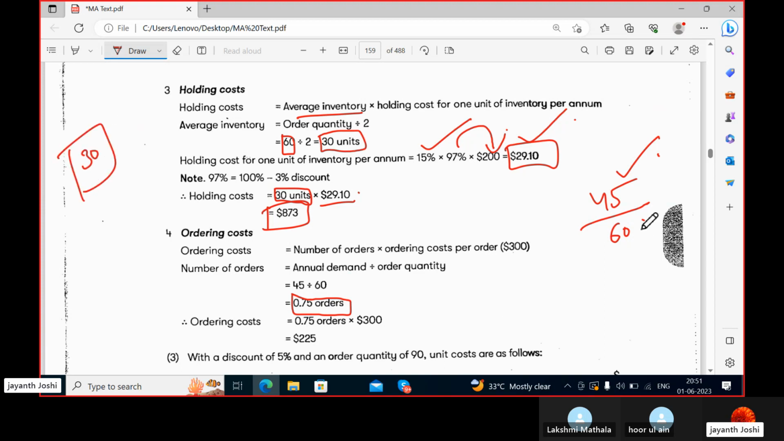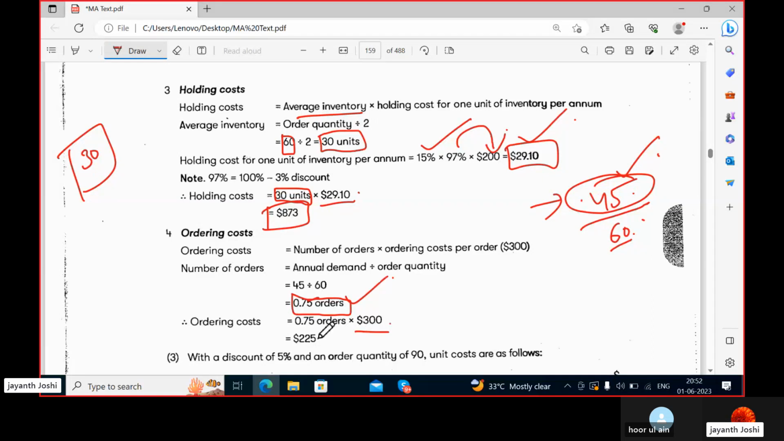Now I'm going for a higher amount of inventory. That is, I want to maintain my inventory levels at 60 units, but my annual demand is 45. So only 0.75 orders are more than enough to fulfill this annual demand. I am getting bulk goods more than my limits. My limit is 45, but I'm ordering 60 units, and they are sending me 60 units. But for me, only 0.75 orders are enough.